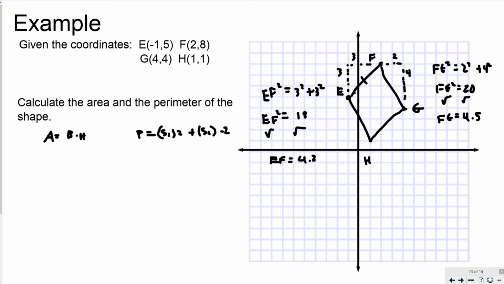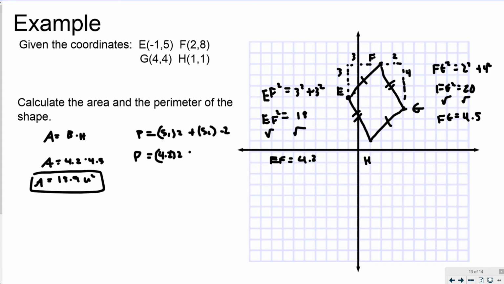So then this and this are congruent, this and this are congruent. So let's just go ahead and multiply them out. The area is going to be equal to 4.2 times 4.5, which gives you an area of 18.9 units squared. And for the perimeter, you're going to put those in as 4.2 times 2 plus 4.5 times 2. So the perimeter here is going to be 8.4 plus 9. So the perimeter is 17.4 units. Units, not units squared, for perimeter.